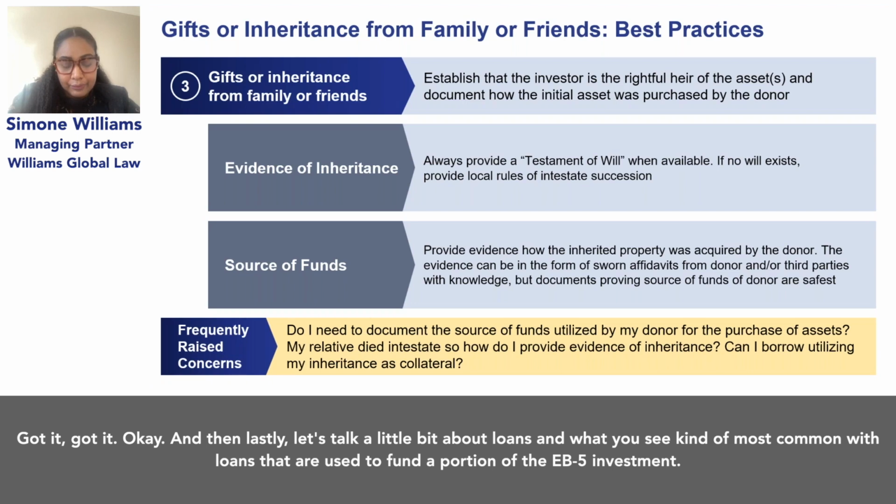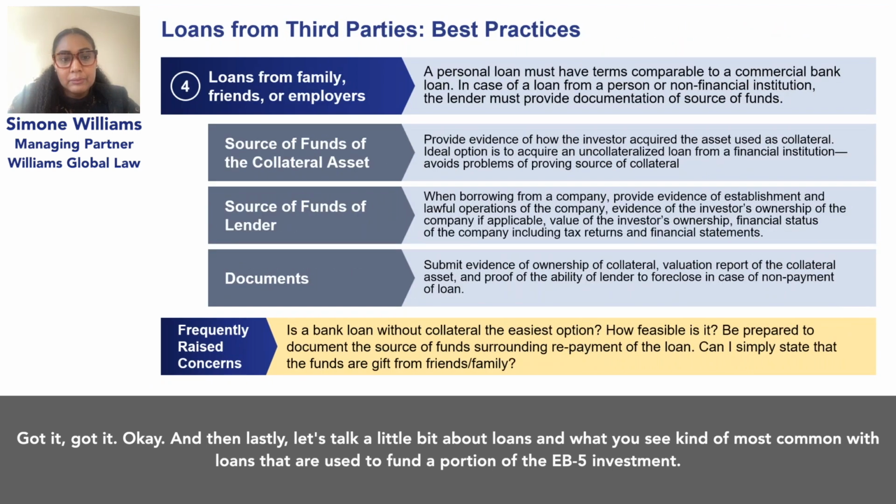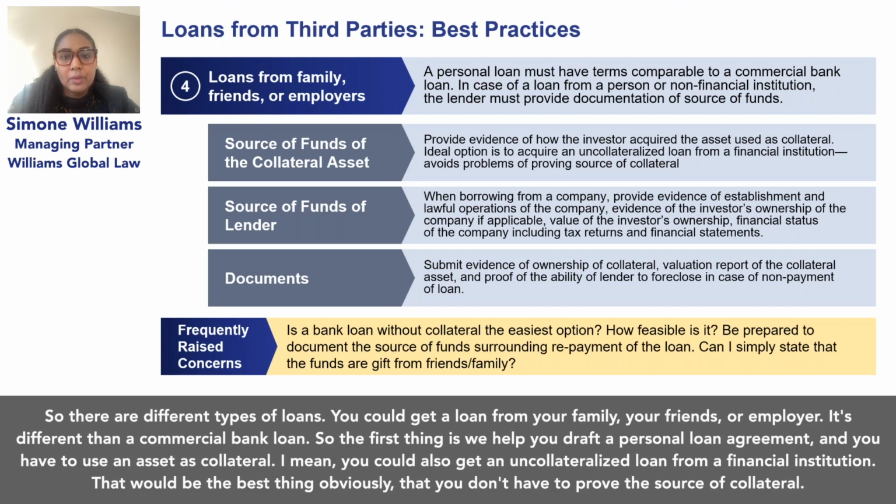Got it. Okay. And then lastly, let's talk a little bit about loans and what you see as most common with loans that are used to fund a portion of the EB-5 investment. So there are different types of loans. You could get a loan from your family, your friends, or employer. It's different than a commercial bank loan.